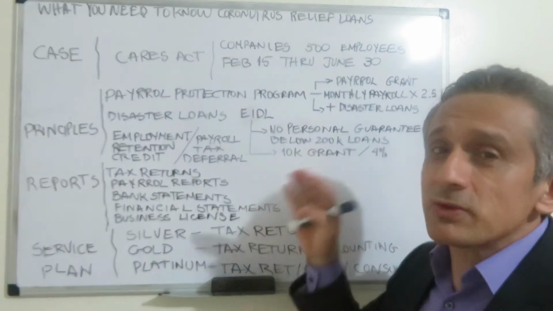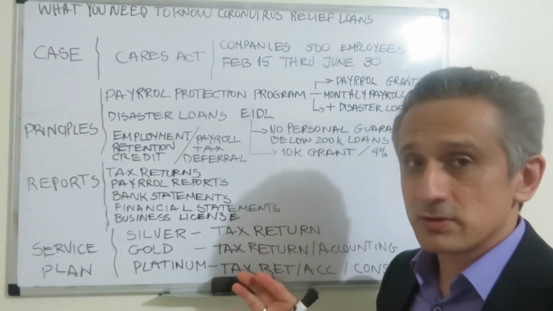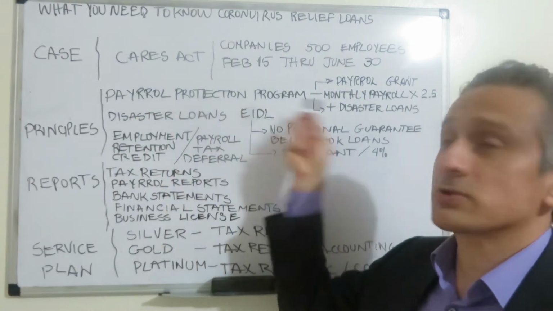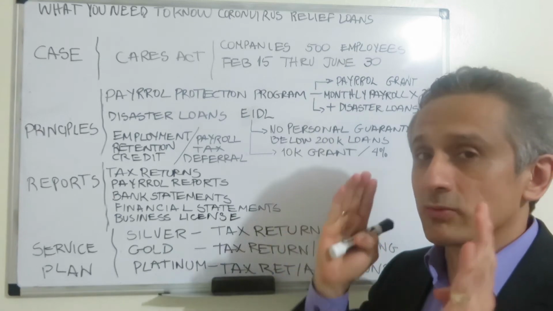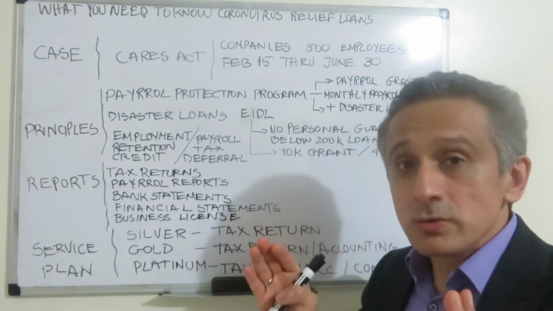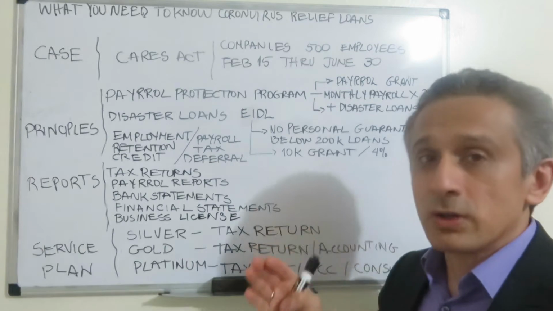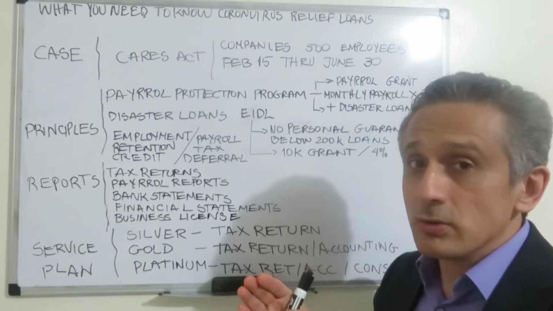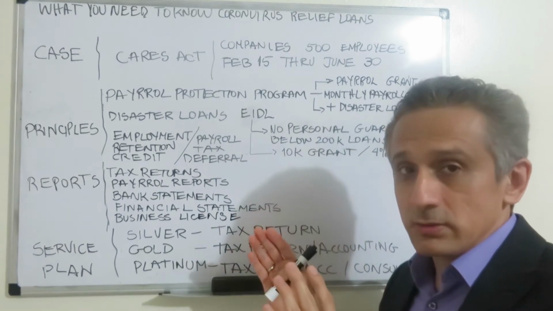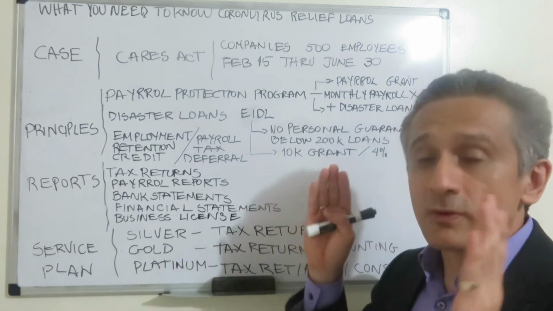Now, each of these programs has specific requirements and instructions. The most famous one is the Payroll Protection Program. This is the one that will give small businesses that apply for loans a grant that will be composed of the monthly payroll for 8 weeks.